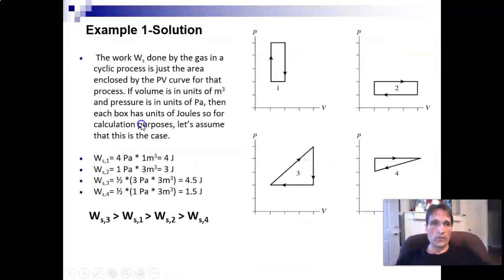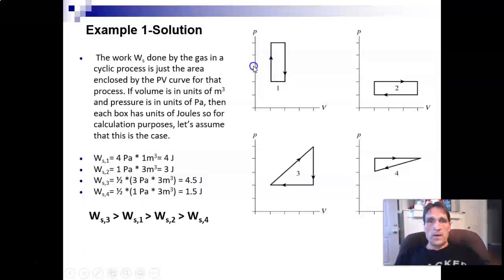Okay, so let's go through the solution here. If we assume that the pressure is in pascals and the volume is in meters cubed, so that the area, which is length times width, is joules, then each of these squares would correspond to 1 joule. So let's look at the area for each process. Okay, so first process here, which we'll call process 1, the height of this rectangle is 1 square, 2 squares, 3 squares.